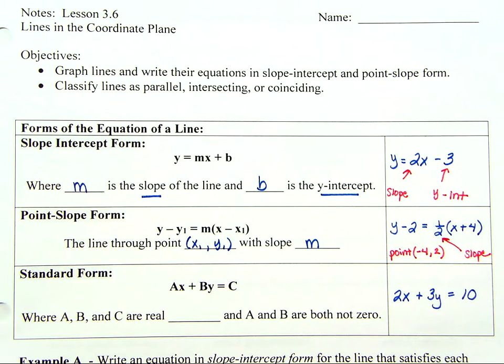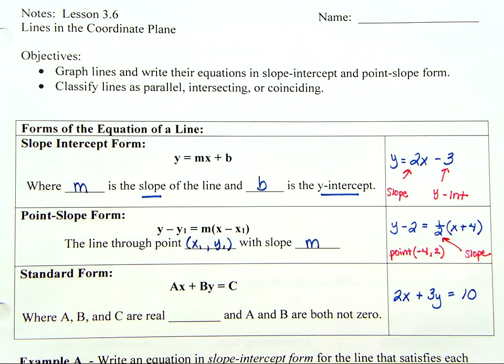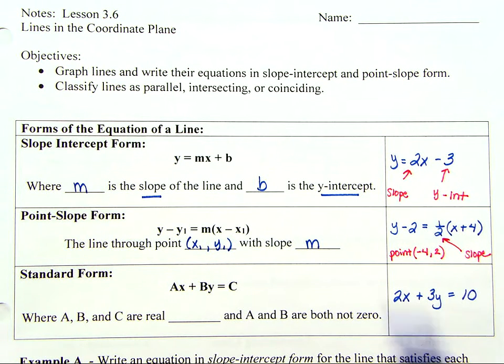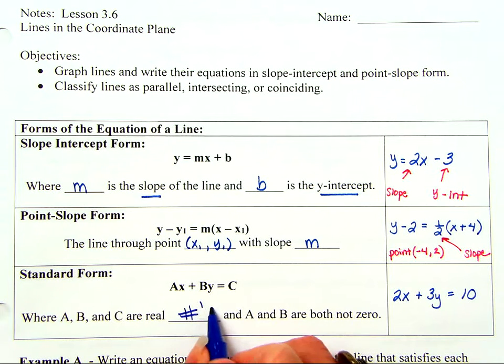The last form that we're going to review is called standard form, and in standard form it looks typically written as ax plus by equal to c. It says where a, b, and c are real numbers and a and b are both non-zero. So as I look over at the right, this equation is written in standard form, 2x plus 3y equal to 10. However, when written in this form, I cannot quickly identify my slope or a point on the line. I would have to do some rearranging.